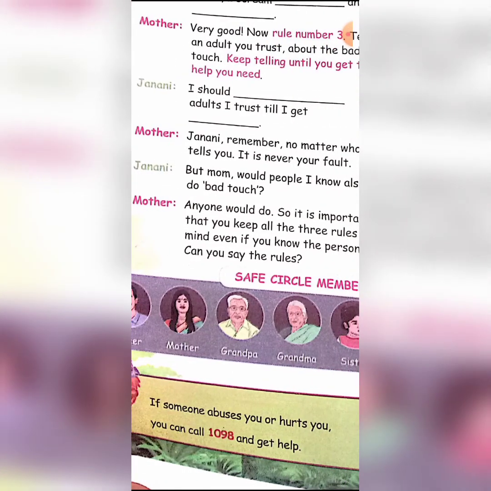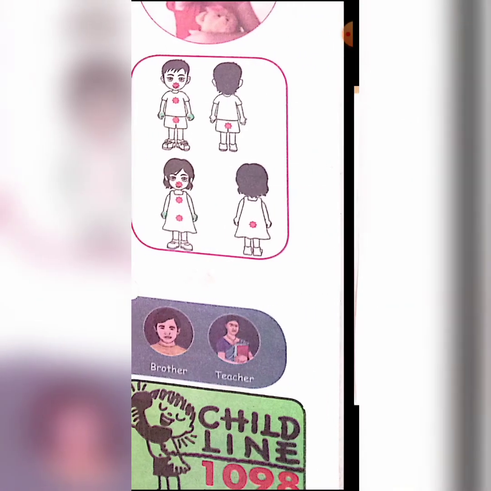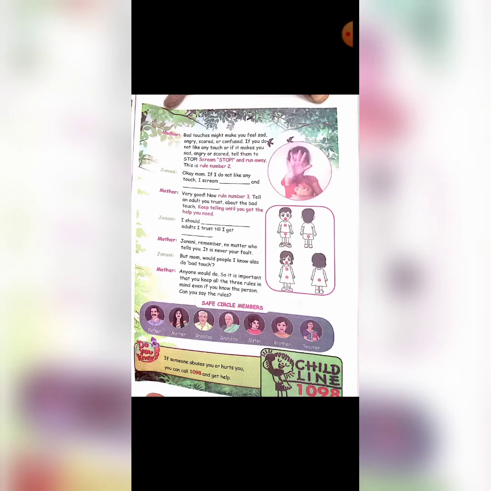And see, if someone abuses you or hurts you, you can call 1098 and get help. See, child line 1098. So if somebody tries to do all these bad touch to you, you can always tell your parents, but if you get lost somewhere and don't know what to do, and you find some phone or a mobile, then you can immediately call this helpline 1098. Easy to remember, note 1098 in reverse.